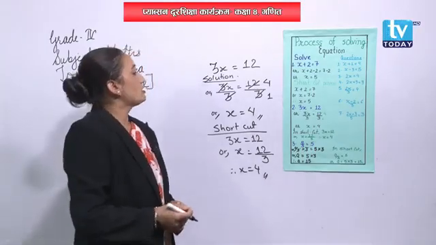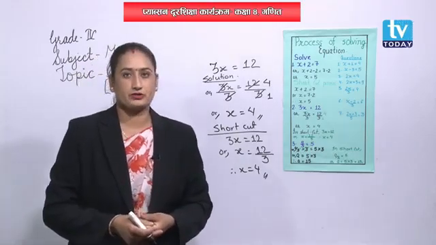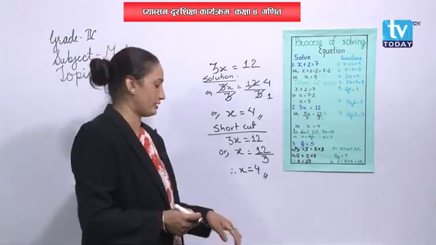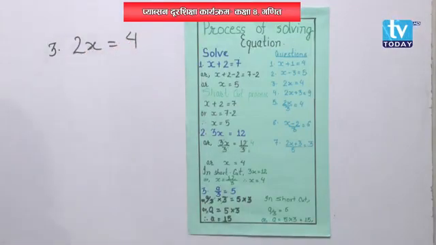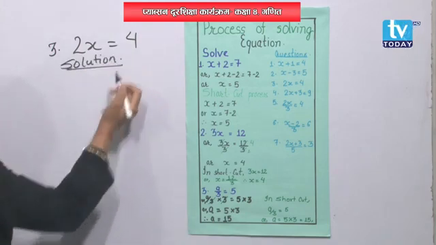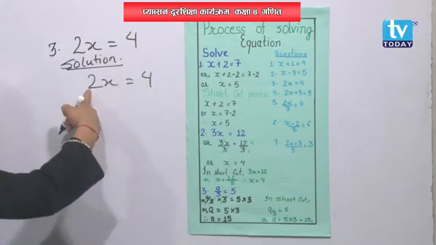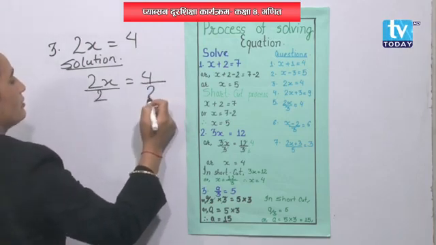Okay. So students, same like here, I have one next question for you. So are you able to solve that or not? Let's have a look at the next question. That is 2x is 4. Now, while you are using the long process, what you have to do? So write down here solution. Okay, done. Then 2x equals to 4. Here the front digit is 2. So divide it with 2 and here also divide with 2.